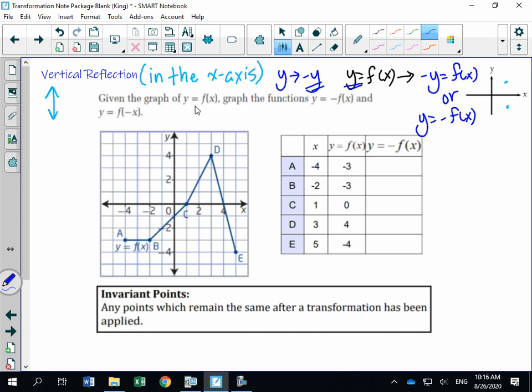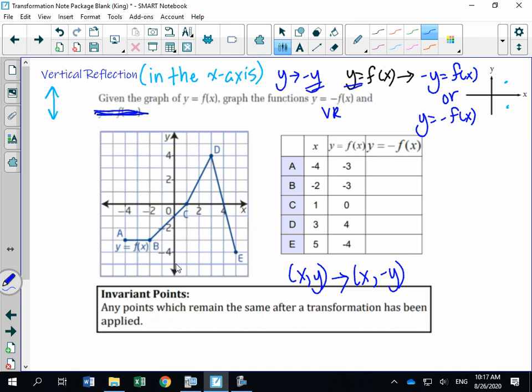So it says, given the graph of y is equal to f of x, graph the function y is equal to negative f of x. So I'm actually going to cross this out. If you see this, you just need to be able to look at that and say right away, oh, they want a vertical reflection. And then the mapping for this, let's quickly do the mapping. It was x comma y, and what it was mapped to is x stays the same in vertical reflections and your y becomes negative. Okay, so here they've given you the coordinates of A, B, C, D, and E.